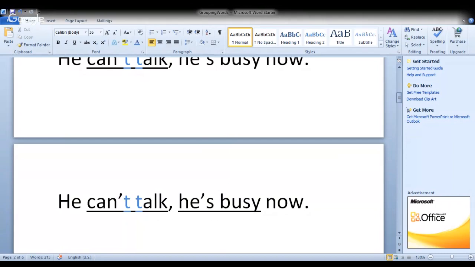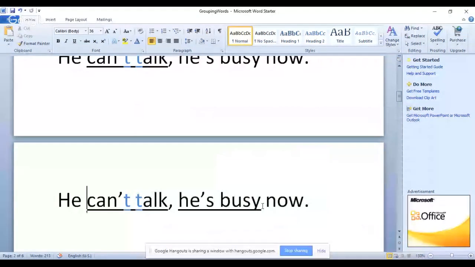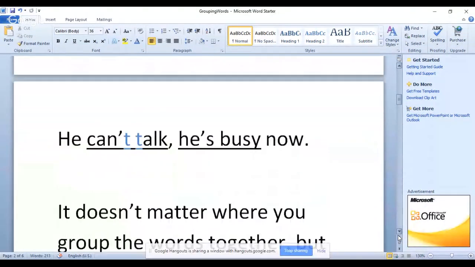Okay, well, continuing with our pronunciation today. Oh, and I almost see, this is teacher mode. I have native mode and teacher mode. "He can't talk. He's busy now." That's teacher mode. "He can't talk. He's busy now." Is my native mode. So let's continue on to look at some different ways. All right.